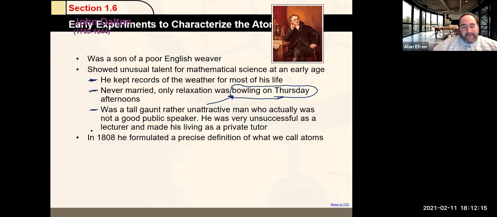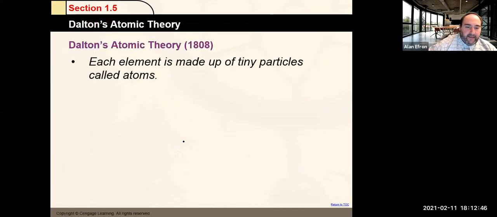But really, besides going bowling on Thursday, which is really important, one of the important things that he did was come up with a precise definition of what we call atoms. It's referred to as Dalton's atomic theory. It is a theory, so as we just talked about, perhaps not all aspects of it are correct. We're going to go through the different parts of it, and you do need to know the different parts of his atomic theory. So let's take a look at some of it.